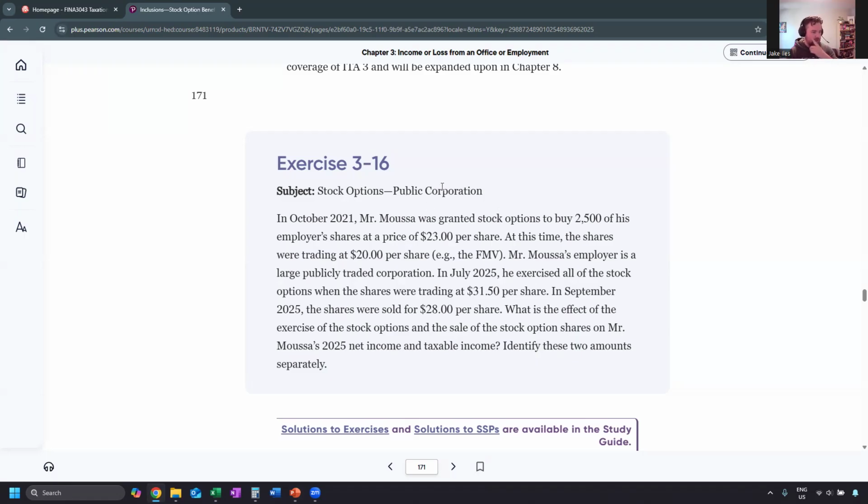This is a public corporation. So Mr. Musa's employer is a large publicly traded corporation. In July of 2025, we exercised the stock options when the shares were trading at $31.50. We paid $23. In September of 2025, the shares were sold for $28. What's the effect of the exercise of the stock options and the sale on the 2025 net income? Identify the two amounts separately.